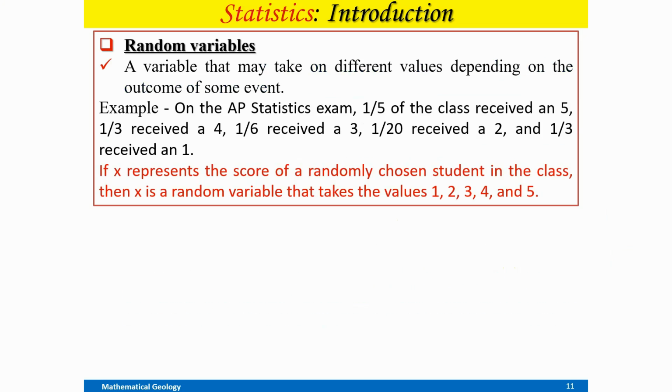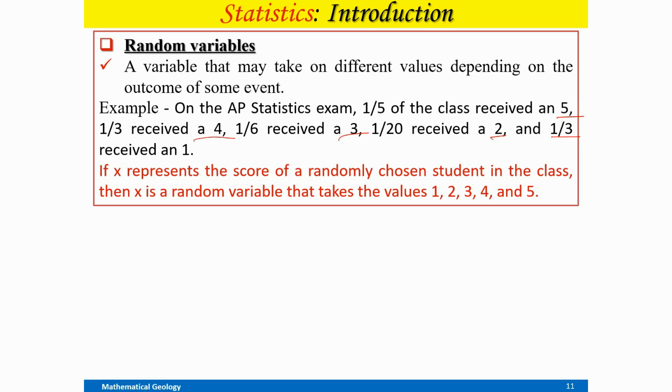Now let's talk about the random variables. So a variable that may take on different values. I think you are familiar with random variables. It may have different values depending on the outcome of some event. So in the AP statistics exam, there is an example. 1/5 of the class received 5, 1/3 of the class received 4, 1/6 received 3, 1/20 received 2, okay, and 1/3 received 1.